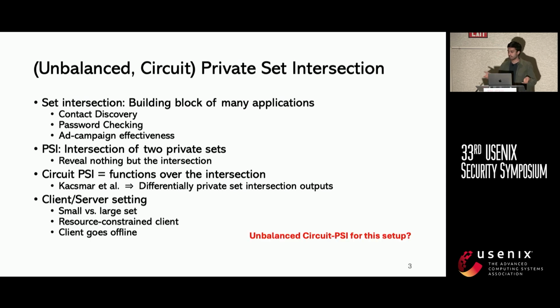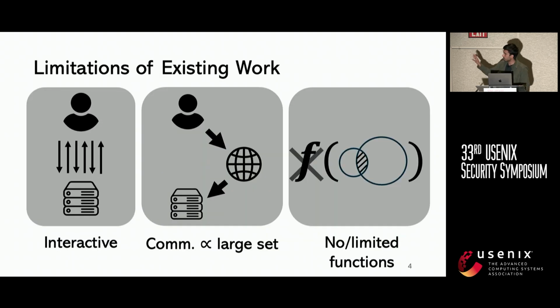So the question is: can we have a good circuit PSI protocol for this setting where we have an unbalanced set and we have a client that may not be able to participate in the protocol as actively as the server? The reason many of the existing works in the literature may be lacking for this is usually one of three reasons. First, they're just too interactive to assume a client that could be a mobile phone or a personal device would be able to participate in the protocol and exchange a bunch of messages. You can't expect them to be online all the time.